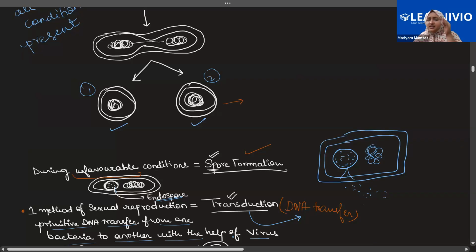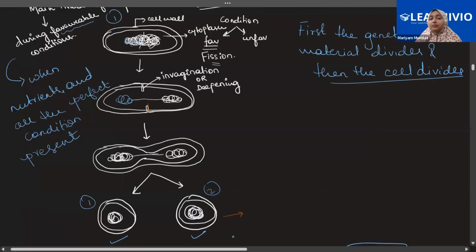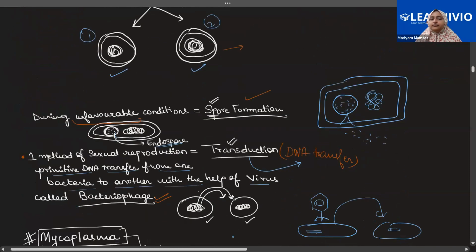They will be exact copies of the parent cell, because if you see it in one way, this is the parent cell only, right? The parent cell divided into two. That is a parent and a daughter in one, isn't it? So this is fission. This is the main mode of reproduction.